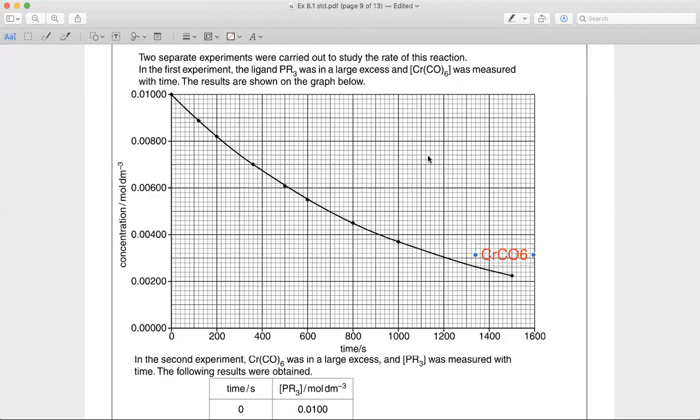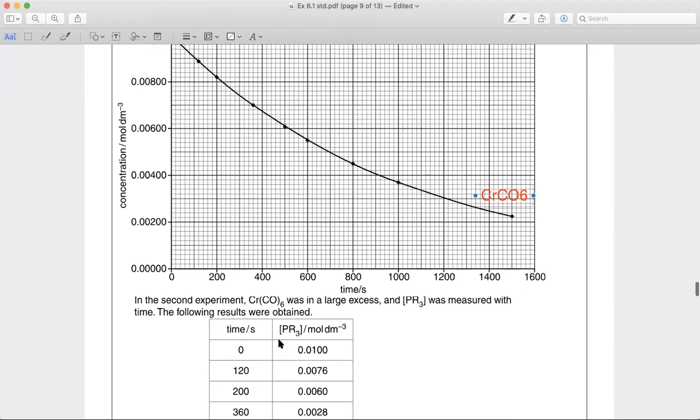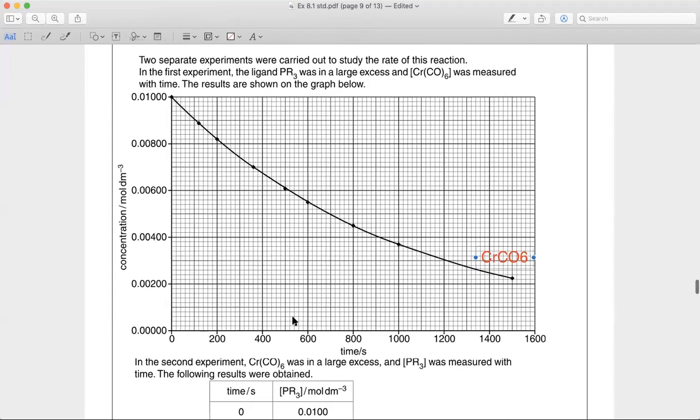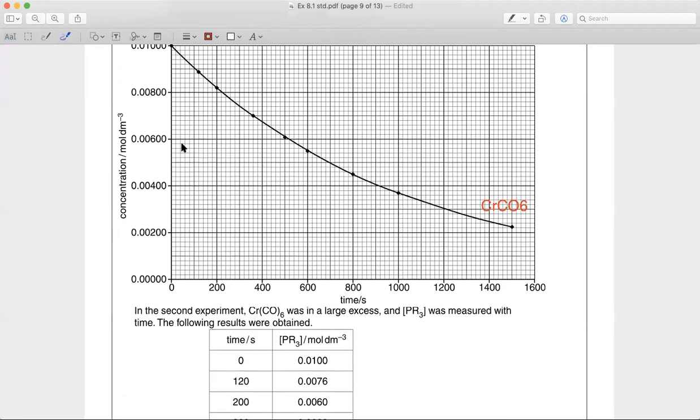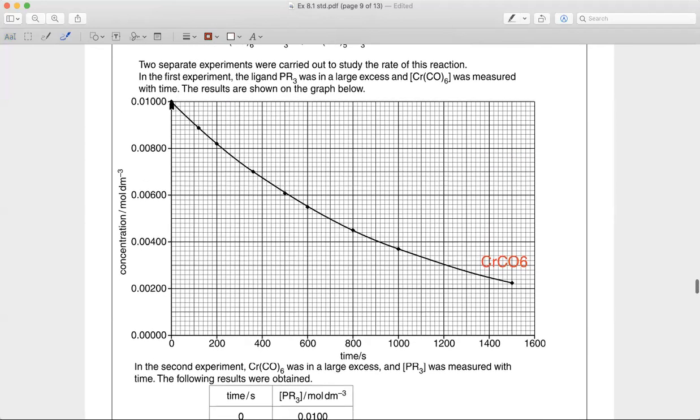Some of you are missing. Then you have to plot another graph of PR3. Okay, so how am I going to do that? I'll just plot it briefly. So that's there.